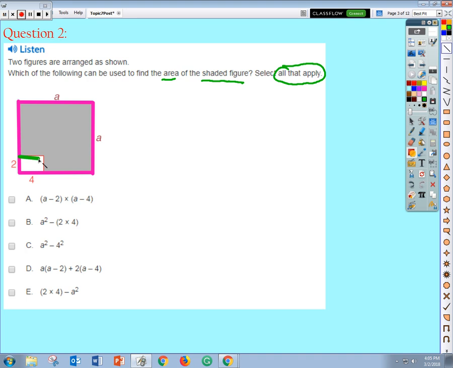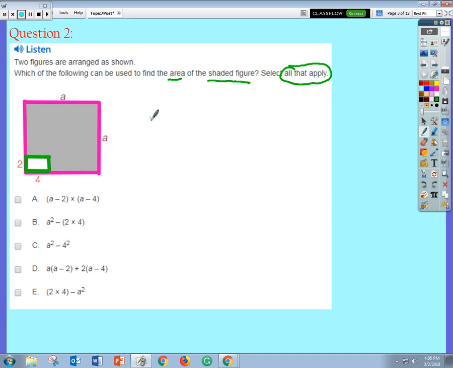Now that region is a rectangle. It is a 2x4. Opposite sides being parallel. We need to get rid of that area in order to find the area of this entire square. And if I think about it, A times A, that's just another way to say A to the 2nd power.